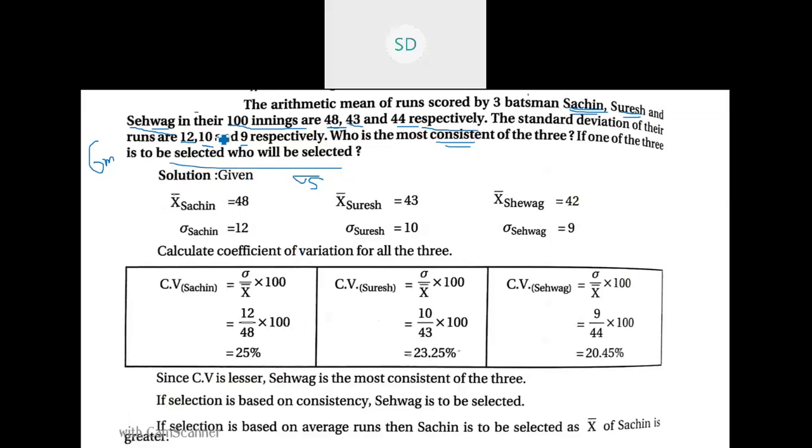Now let us first break down this question into data, whatever is given to us. First they had given us the arithmetic mean.